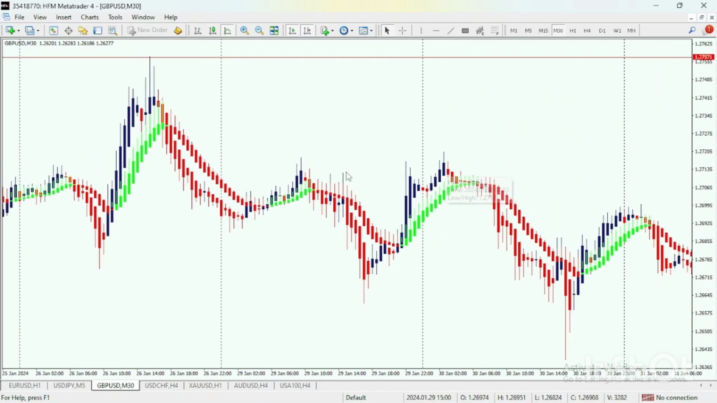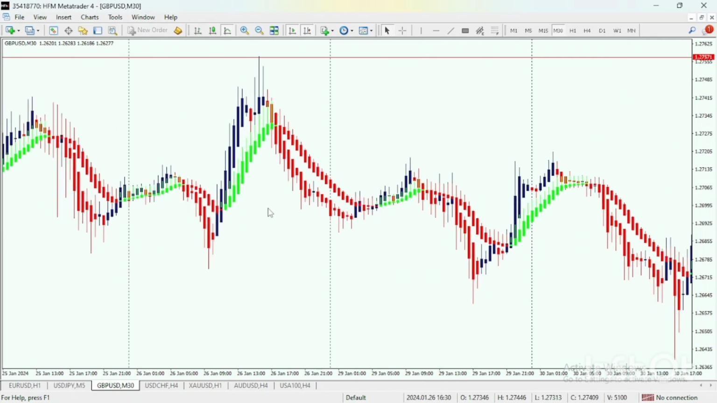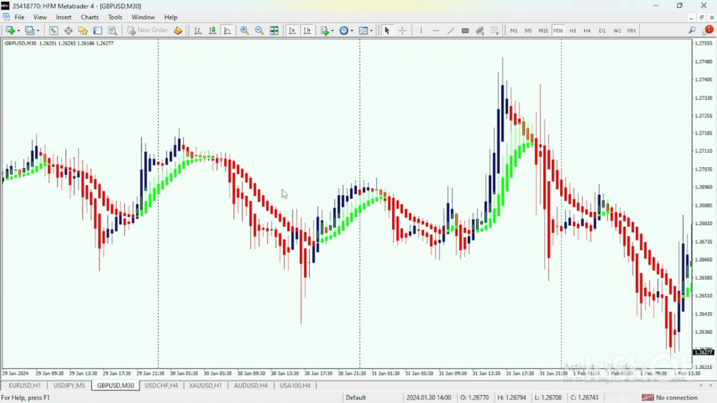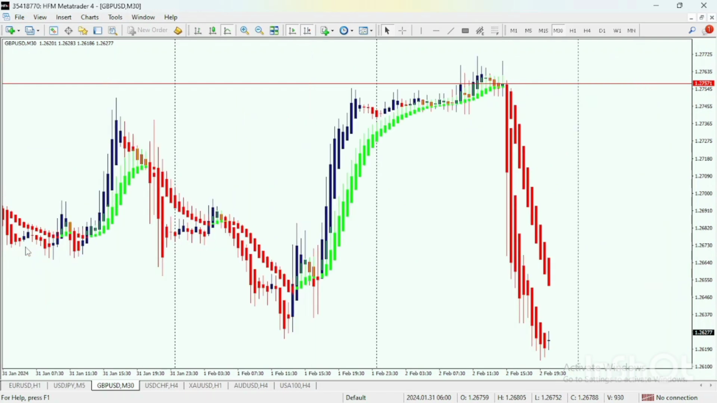You can see here we have this one, this little one, this one here, and this one here. It's very nice, but to be honest with you, I don't do it this way. What I do, like this on the 30 minutes. If you want to do a crossover strategy, you do it on the 30 minutes. You understand?